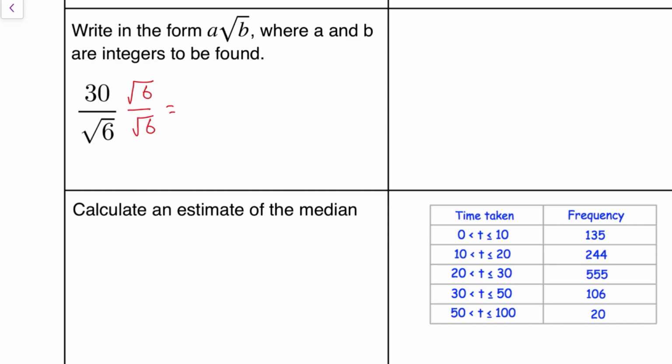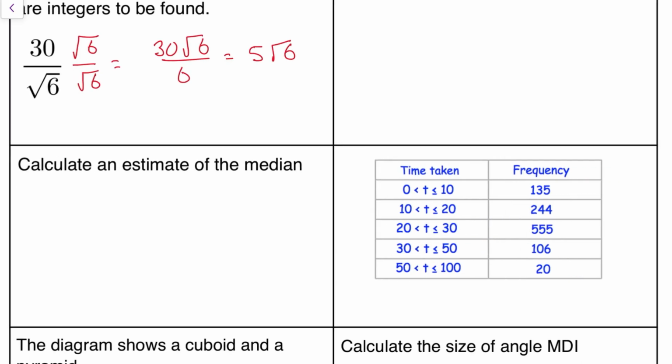So I'm going to multiply top and bottom by that surd, which is going to give me 30 root 6 over root 6 times root 6, which is 6. Simplify the 30 and the 6 to 5, and that gives me 5 root 6. So far today, not too bad, is it?